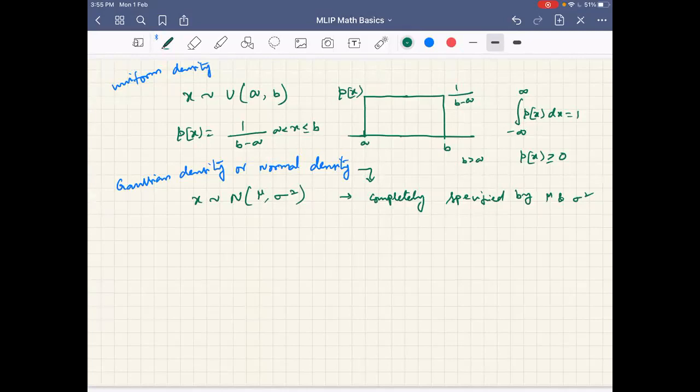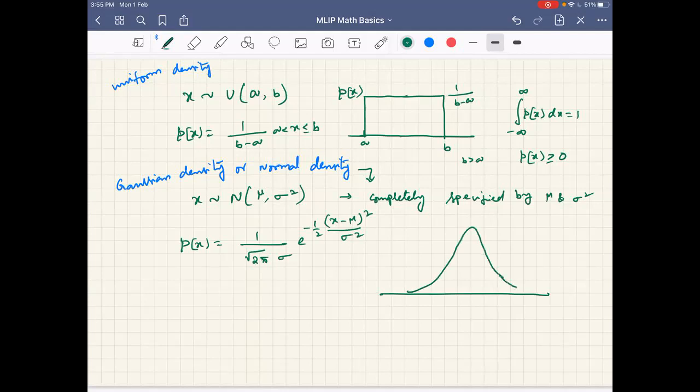See, the shape of this Gaussian density looks like this. Mathematically, P of x is 1 by root 2 pi into sigma, e power minus half, x minus mu whole square by sigma square. As I discussed in some of the previous classes, the Gaussian density usually peaks at the center, then drops down and gradually dies down, so it goes to 0 at plus infinity and minus infinity.